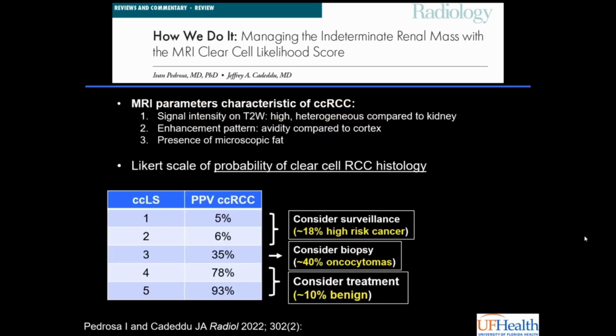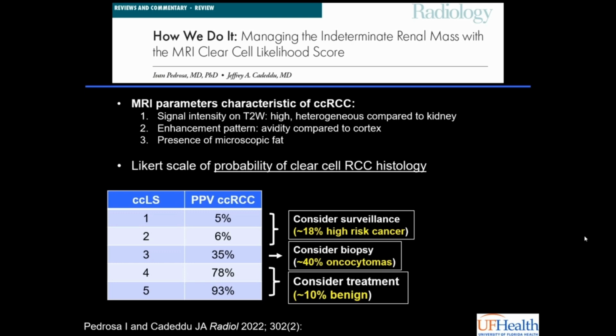And they found that using 3 parameters, signal intensity on the T2 weighted imaging being high, showing heterogeneous signal compared to the normal kidney, looking at enhancement pattern, that the tumor is avidly enhancing compared to the cortex, and the presence of microscopic fat, they can develop a Likert scale of the probability of this being a clear cell kidney cancer. And if you look at Likert scale 1, very low risk of this being a clear cell kidney cancer, versus a 5, which is 93%. So it really nicely stratifies that.